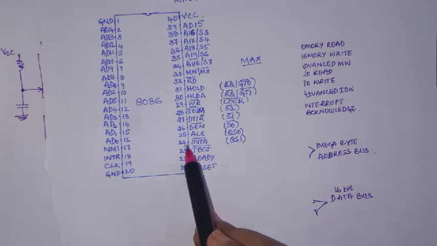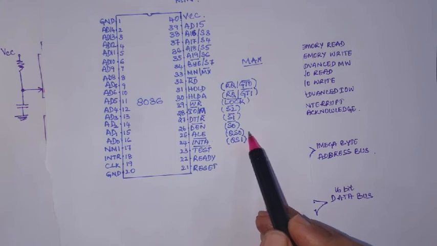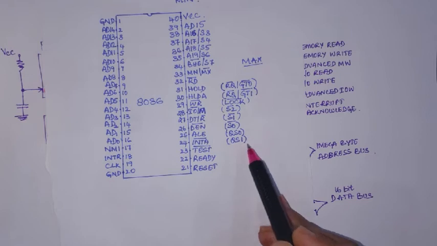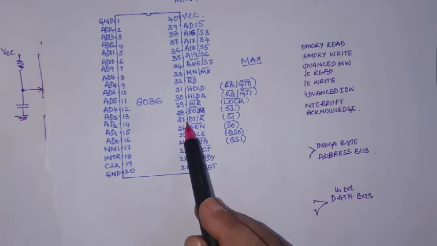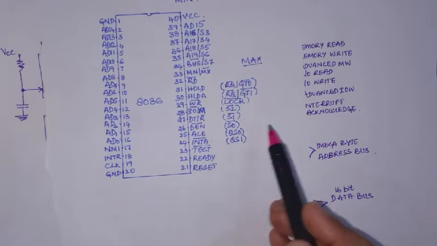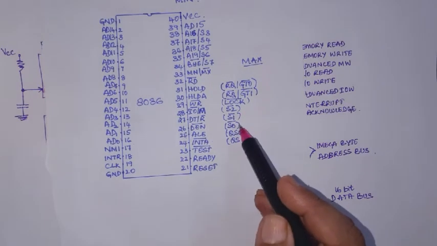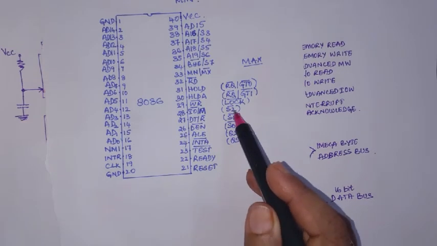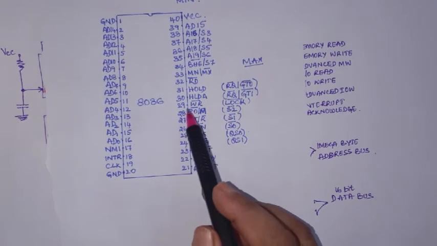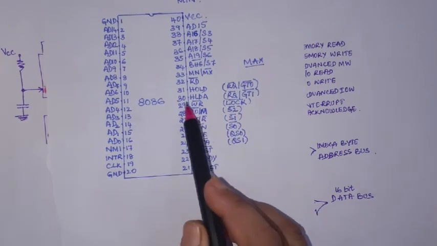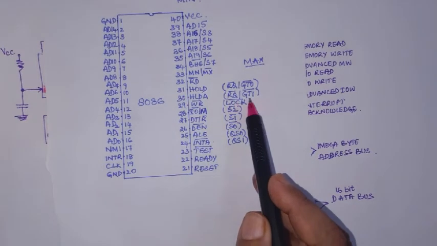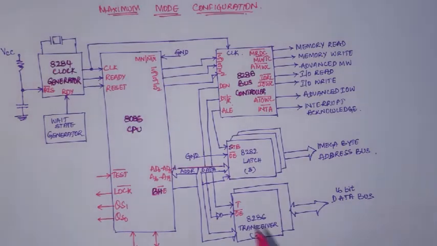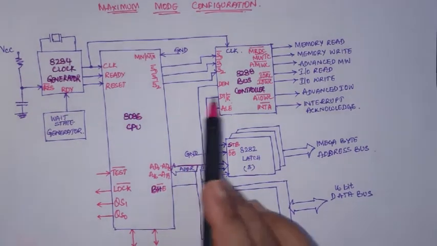Pins 24 and 25 are for queue status. They will tell the instruction queue status. Pins 26, 27, 28 give the status signals S0, S1 and S2 bar. The 29th pin is for lock bar, and pins 30 and 31 are for request and grant. So this is the block diagram of 8086 in maximum mode.